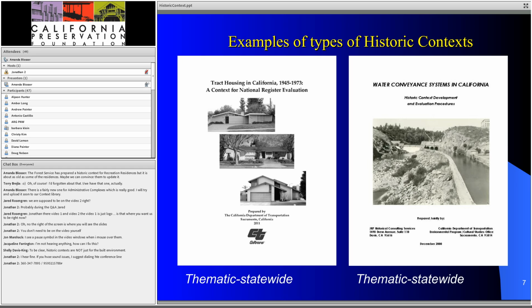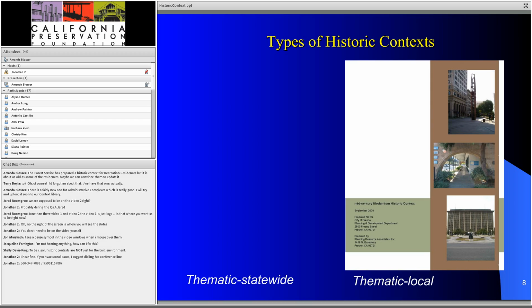Some more examples of these ways to organize a context. Ooh, I'm missing one. So we'll skip that one. The one on the right is the mid-century modernism historic context from Fresno. It's thematic. It's the mid-century modern period, and it's local. It's within the Fresno area.